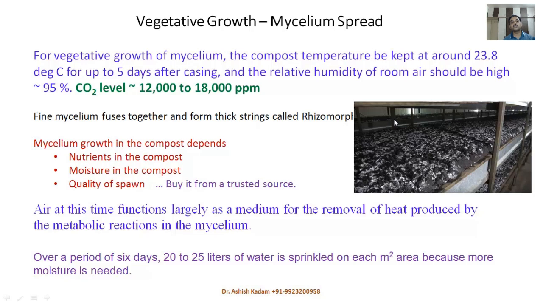Over a period of 2 to 3 weeks of spawn running into the compost, we require spraying around 20 to 25 liters of water over each square meter of cropping area, because we require moisture. Moisture in the compost is very important. So we have to uniformly spray the water through sprinklers. Uniformity is very important, so we have to use the right pressure for the water sprinklers.